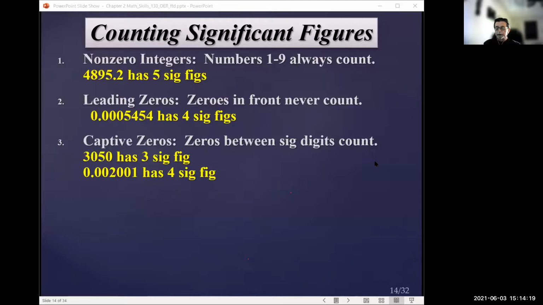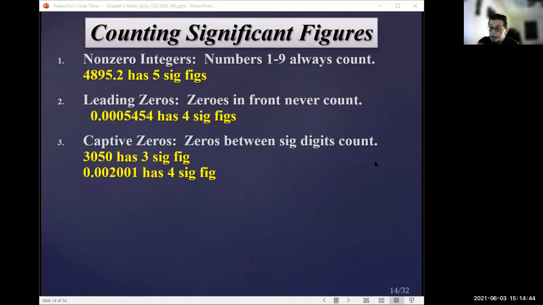The number 0.002001, the first 3 zeros are based on rule number 2. Those are leading zeros and therefore don't count. And then the zeros between the 2 and the 1, based on being captive, count. So that number has only 4 sig figs.